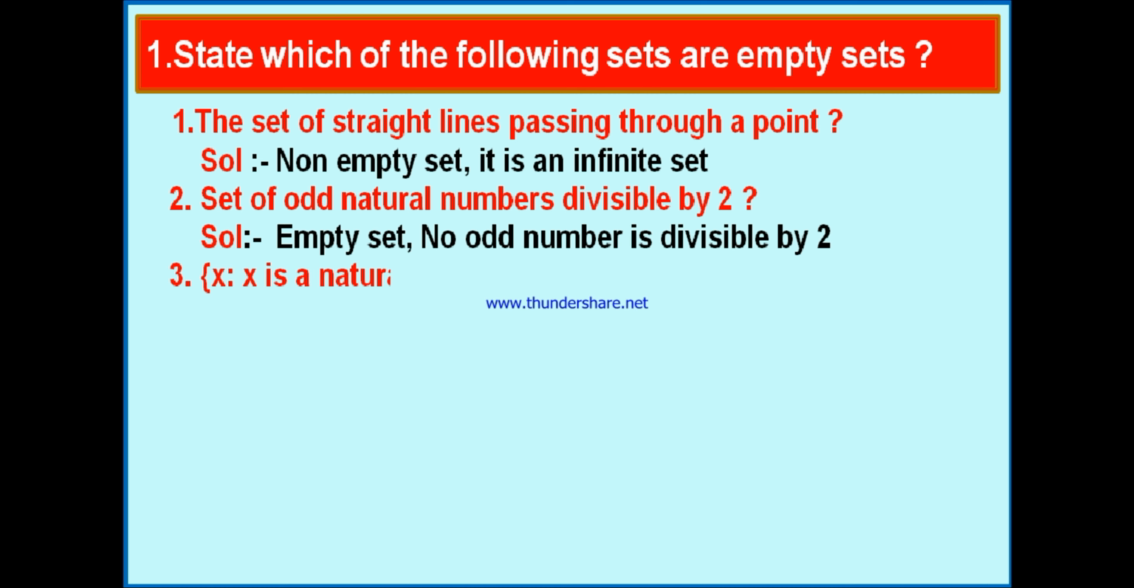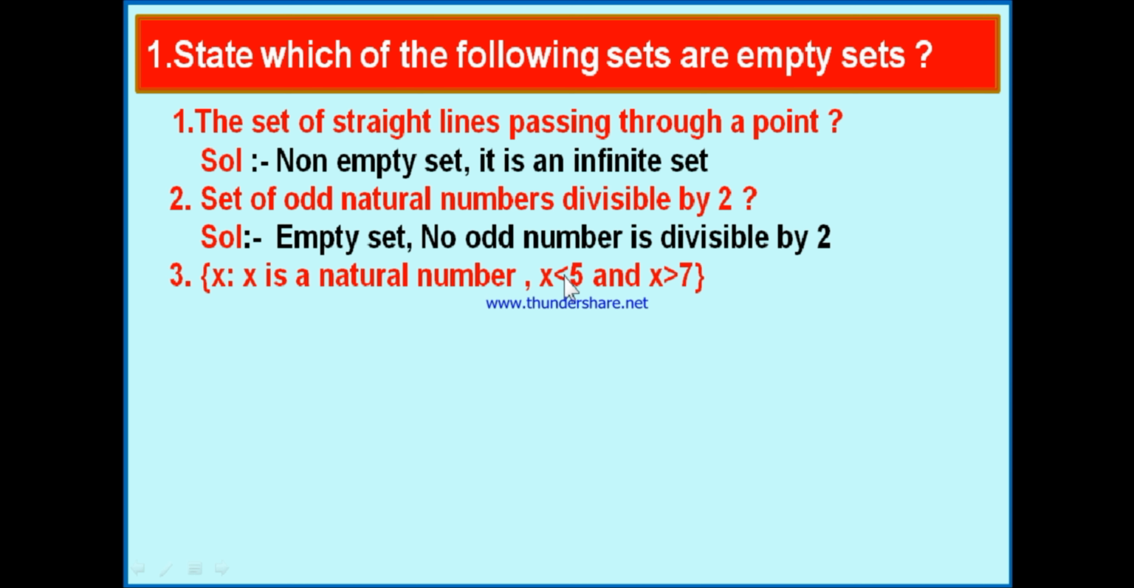And third bit, x is such that x is a natural number and x is less than 5 and greater than 7. You see, this is the set builder form. We have to write a natural number such that it should be less than 5 and at the same time it should be greater than 7. Here it is not 'or', it is 'and'. And means that the number should satisfy both the conditions.